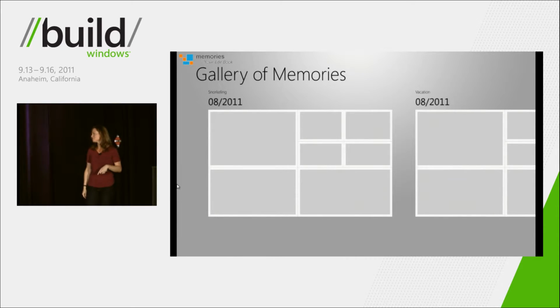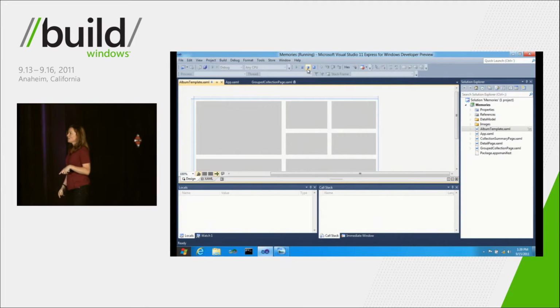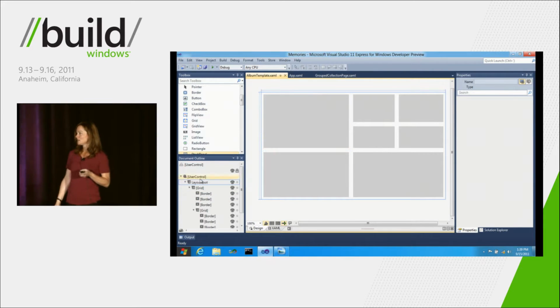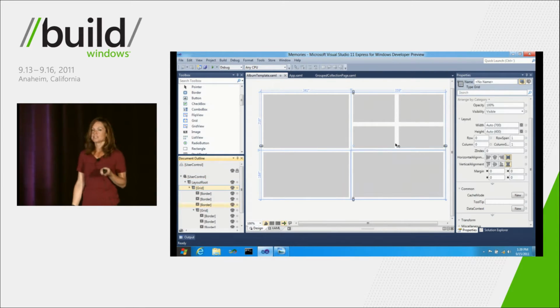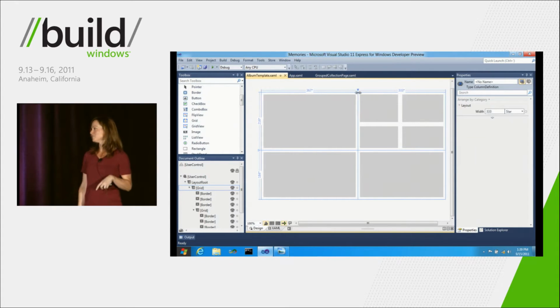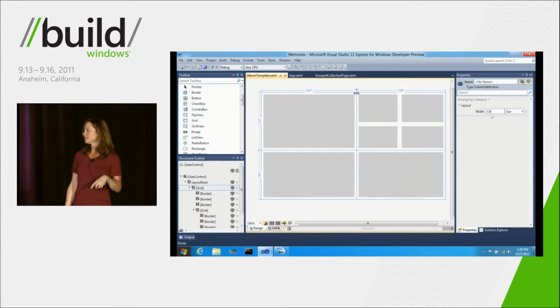So let's go back into our app. And once you stop debugging, this is just a really great thing, you can go ahead and select that grid, and then you can just edit those rows and columns. So let's just make it a little bit more even. Maybe grab the row.